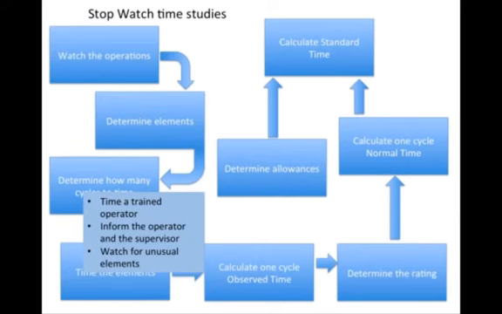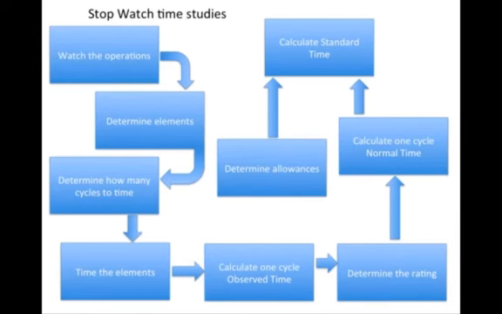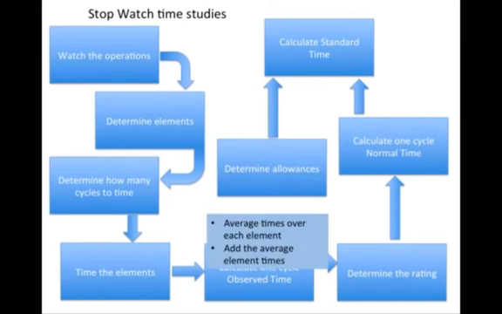So you take all of your time. So you observe your 10 cycles. The next thing you do is you calculate the cycle time for one cycle, or for each element in the cycle you calculate an average. So what you're going to do is you're going to average times over elements and add those average times up.